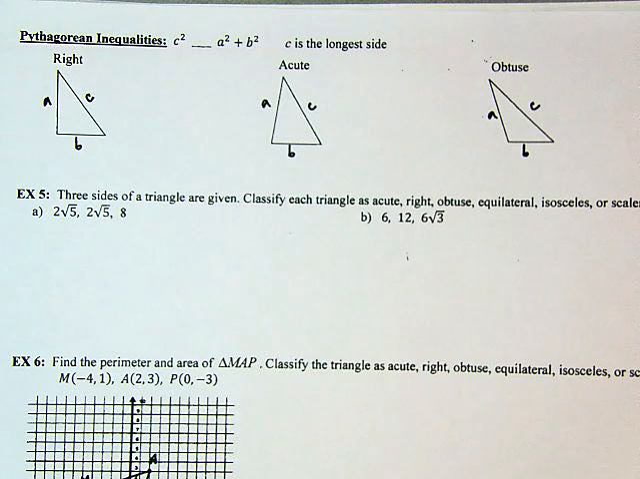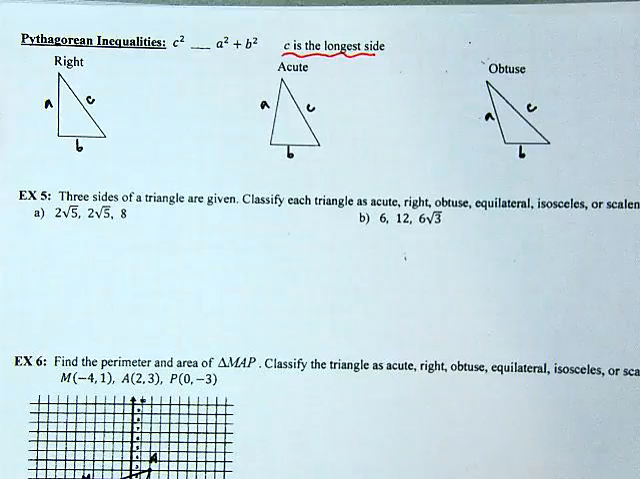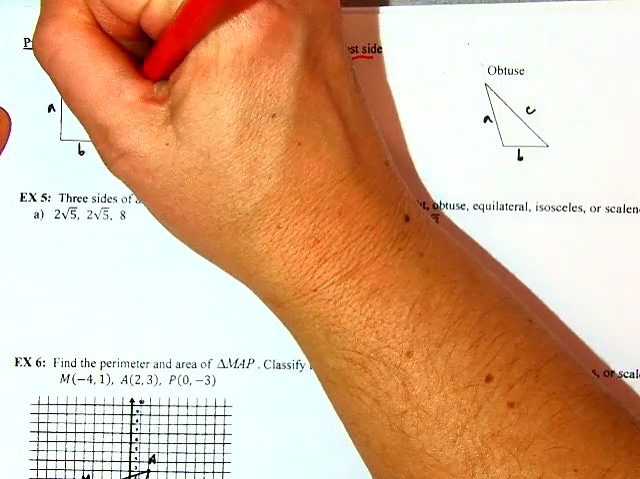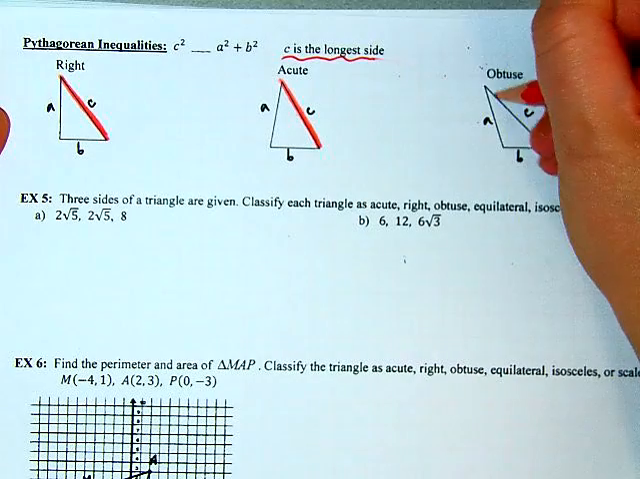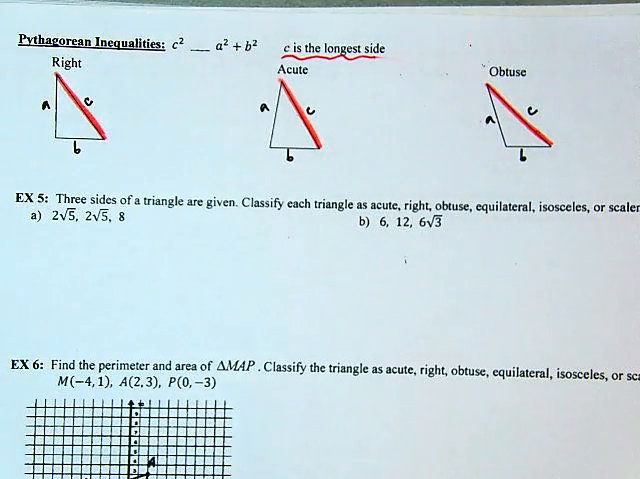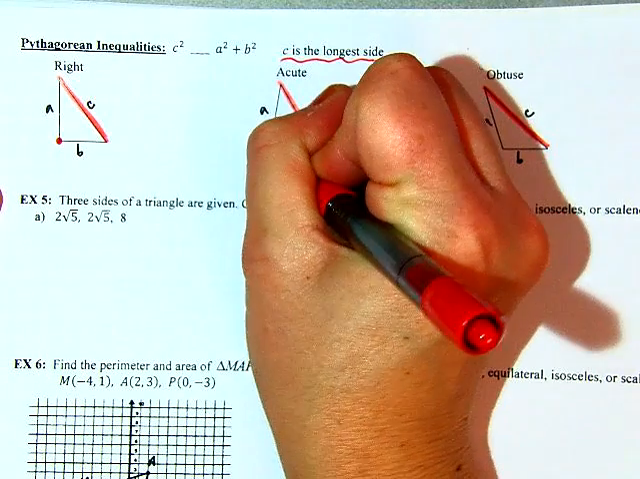So in all of these, what I want to focus on is my longest side. So C is the longest side. So I'm just going to shade all of these longest sides in red. So if that's my longest side, I'm really interested in the angle that is opposite. So right here for all three.